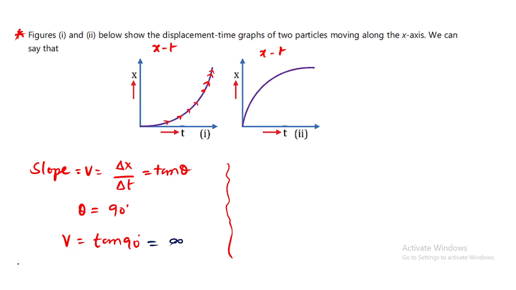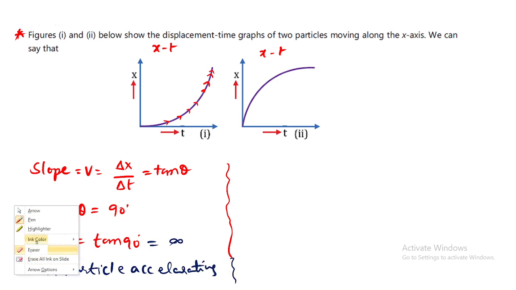So I can clearly see the body is accelerating. Our particle is accelerating. Yes or no? Acceleration will be there. Now what about the second body? You tell me. Guess what? The body is going like this. After that, what is it becoming? Parallel to time. Yes or no?